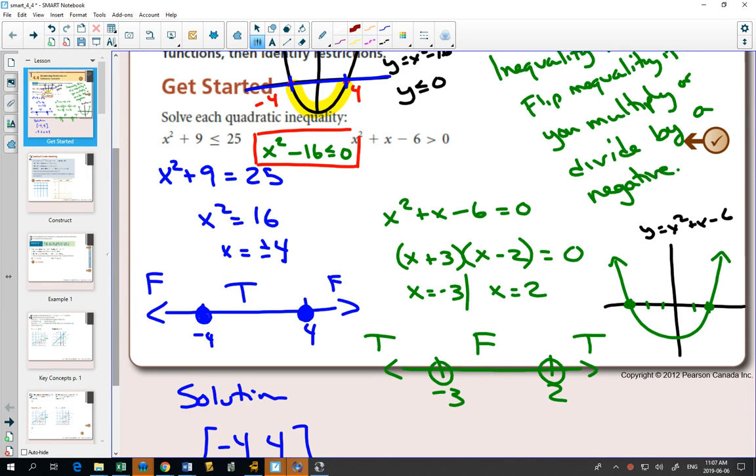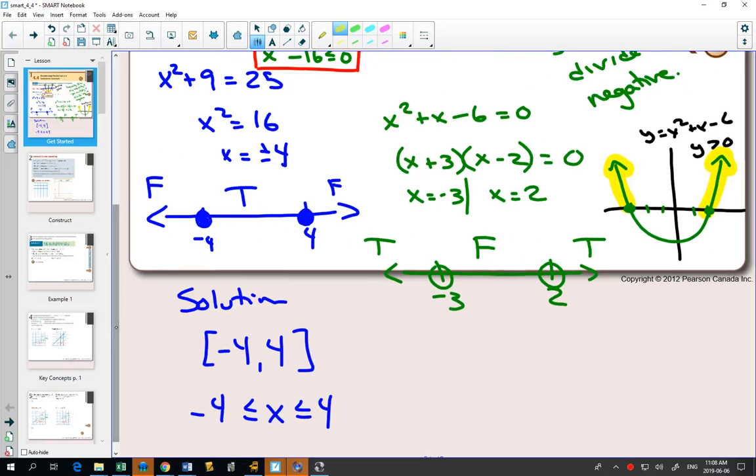If we're trying to find out where x squared plus x minus 6 is bigger than 0, we're trying to find out where the y values are, because y is equal to x squared plus x minus 6. Where are the y values bigger than 0? On my graph, can you see that it could be highlighted here and here, but not in between? The same results that we got from testing values and getting true, false, and true.